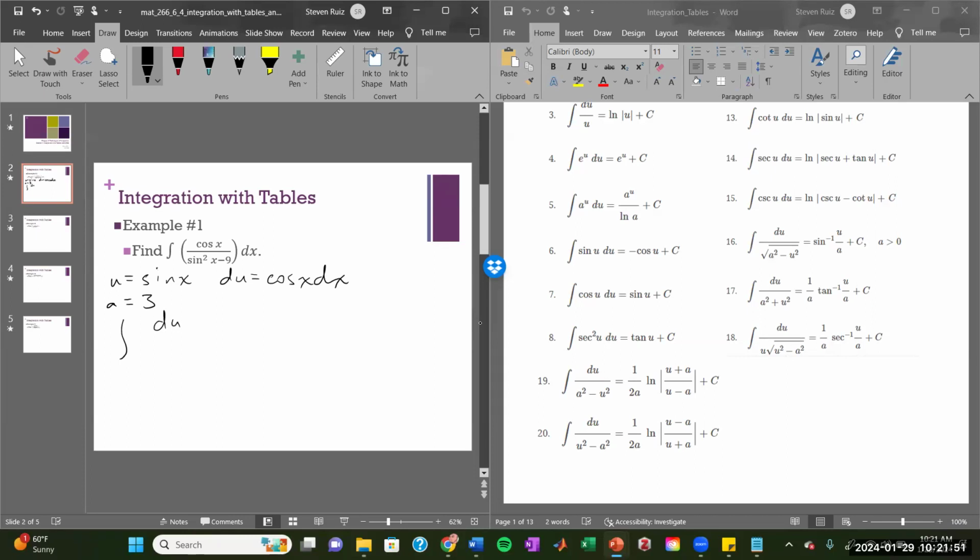So du over u squared minus... yeah, I'll write it as 3 squared for now. Do I know what this integral is going to be? I'm going to write the formula out with a in place. So 1 over 2 times 3 times the natural log of the absolute value of u minus 3 over u plus 3, plus c.